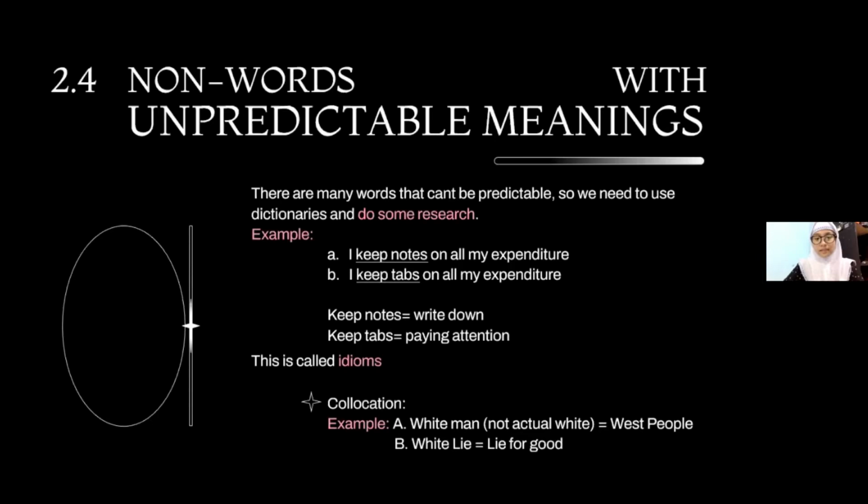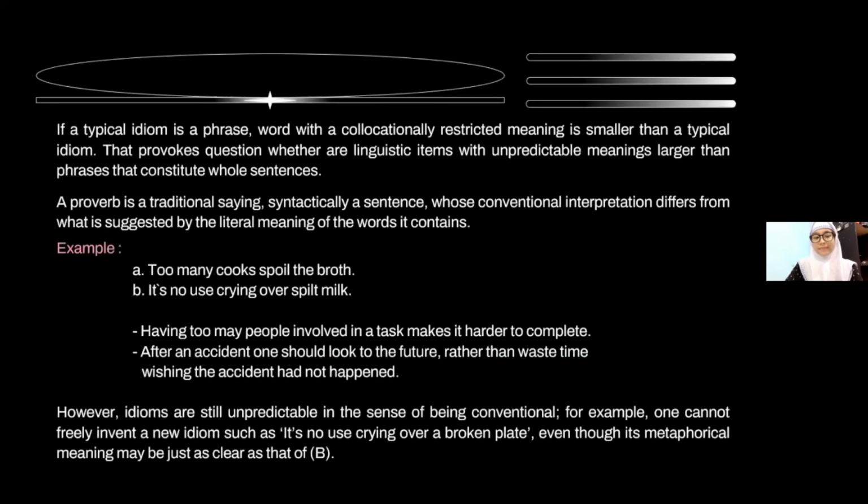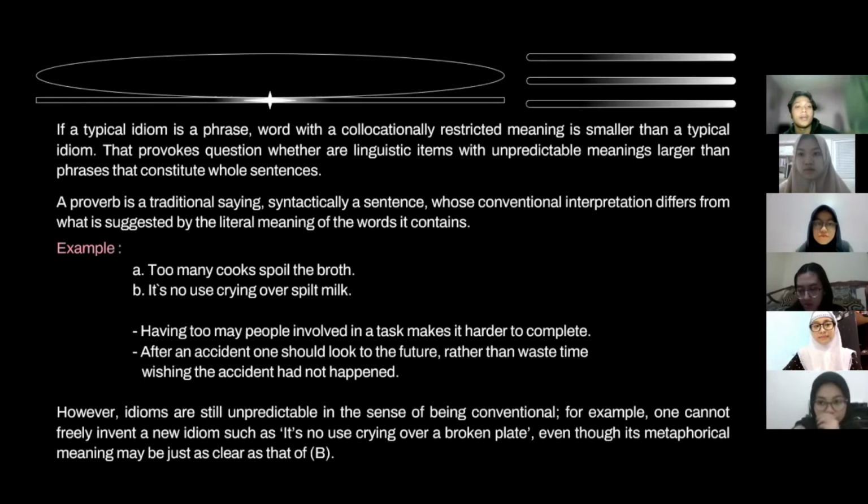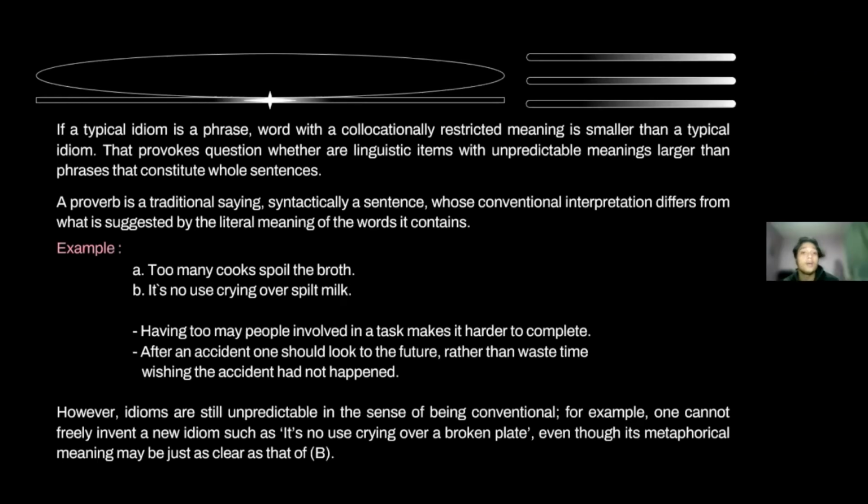And then there is collocation. The easiest way to understand this is through an example. The first one is "white man." It's not actually white, it actually means Western people. And the second one is "white lie," which stands for a lie told for good. A word with a collocationally restricted meaning is smaller than a typical idiom, which is a phrase.